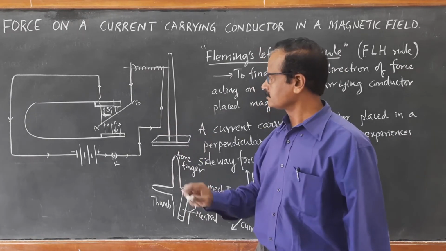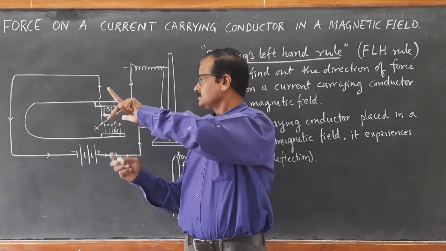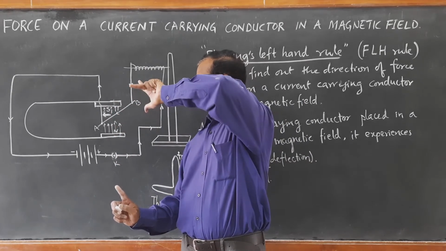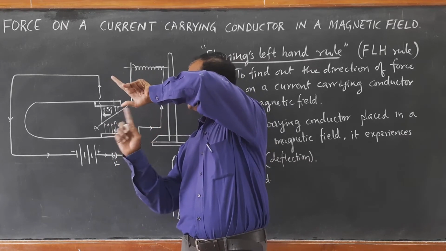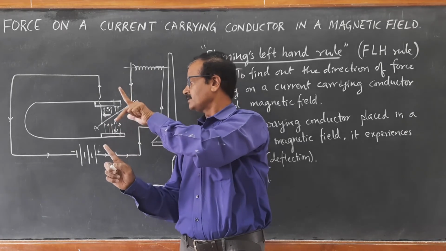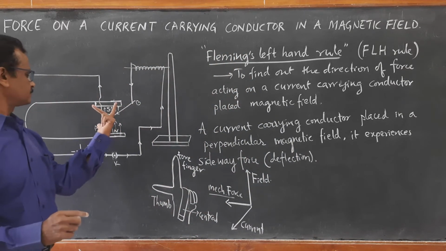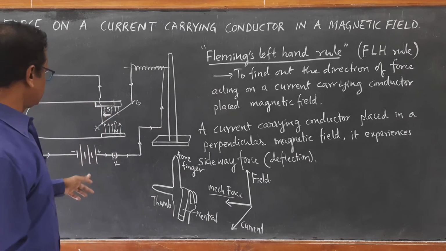current carrying conductor. See here, if this is the direction of field, and if the current is in this direction, then the thumb will be sideway. The thumb goes in this direction. Sideway. If you reverse the direction of current, what happens?